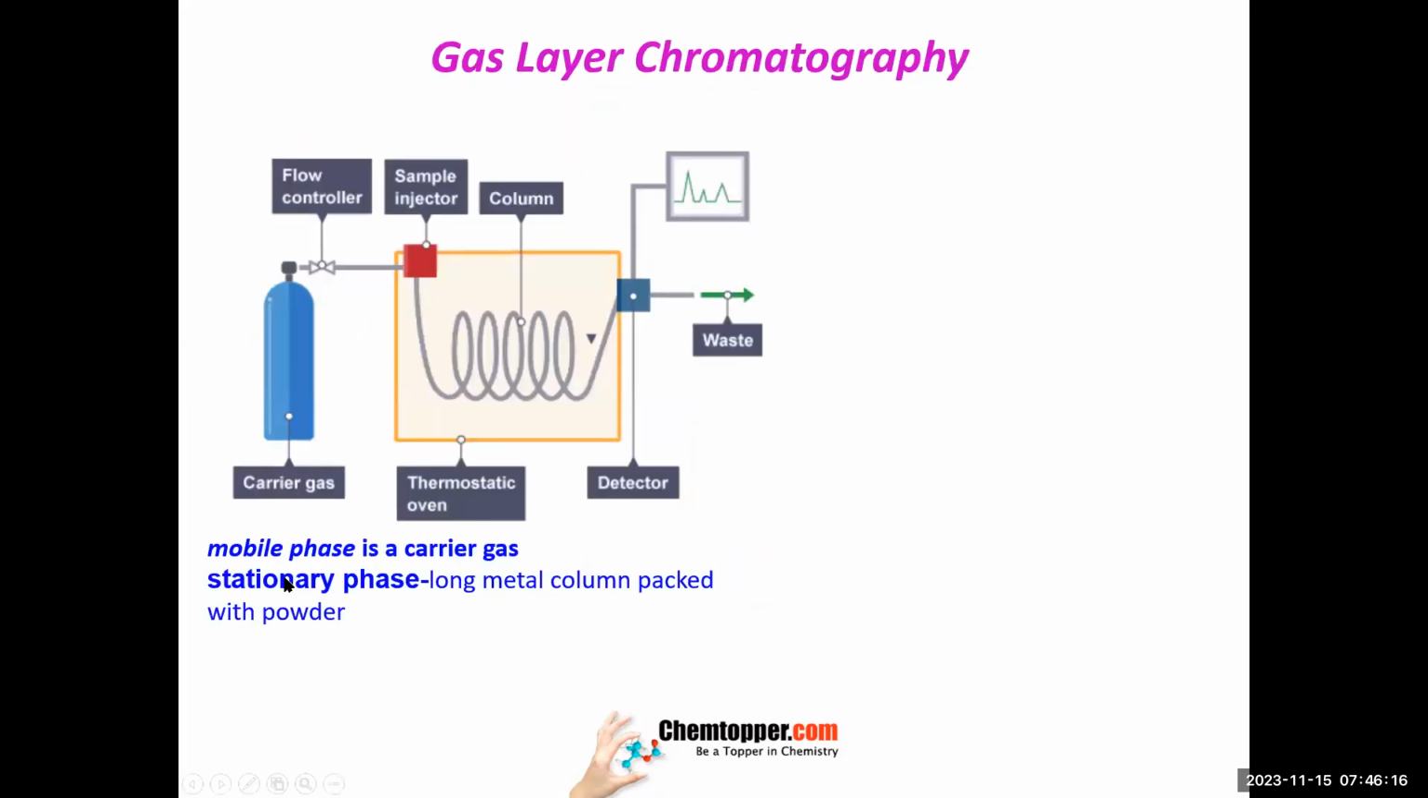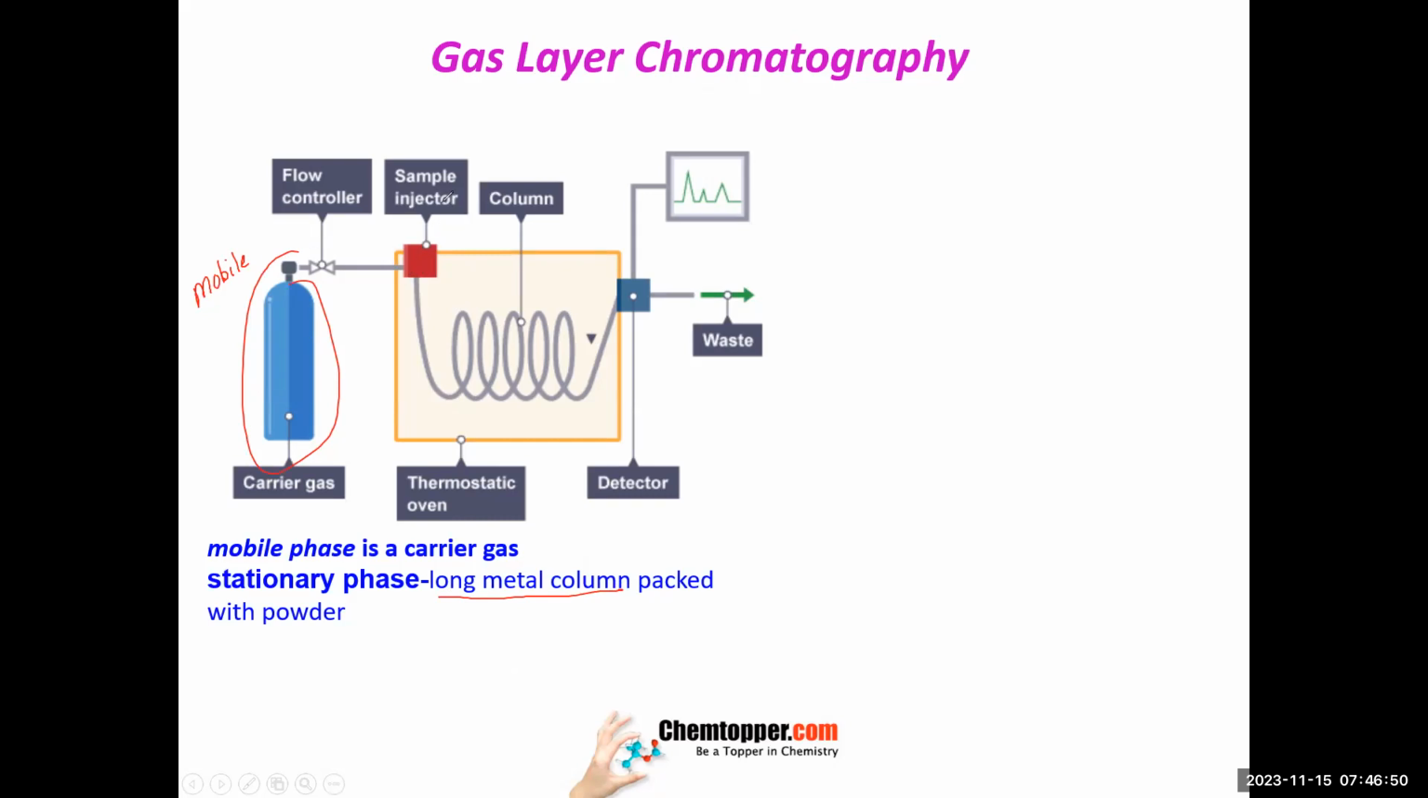Then we have gas liquid chromatography. In the gas chromatography, there is a gas here. See this gas. This gas is the mobile phase. It's moving. And the gas is moving in this kind of metal tube. Long metal column. It's a tube. Basically, there is space here.